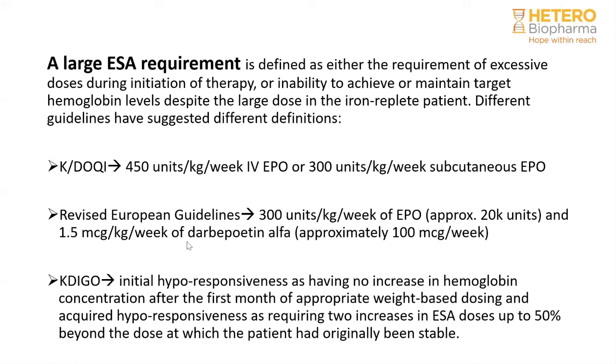So what does KDIGO say? It defines initial hyporesponsiveness as no increase in hemoglobin concentration after the first month of appropriate weight-based dosing, and an acquired hyporesponsiveness as requiring two increases in ESA doses up to 50%. When they say two increases, each increase is about 25%, so two increases is up to about 50% beyond the dose at which the patient had originally been stable. Someone was stable at 4,000 units per week, but then his hemoglobin starts dropping, you go up to 6,000 units, it further continues to drop, you go up to 8,000 units. That's what is called an acquired hyporesponsiveness.